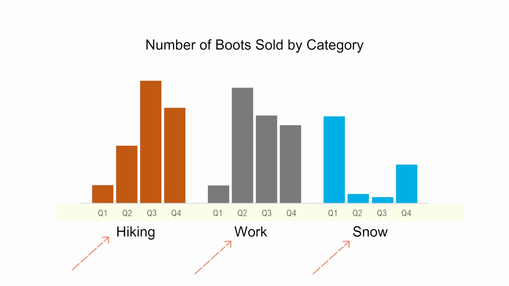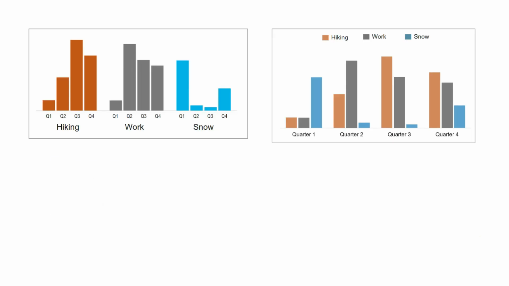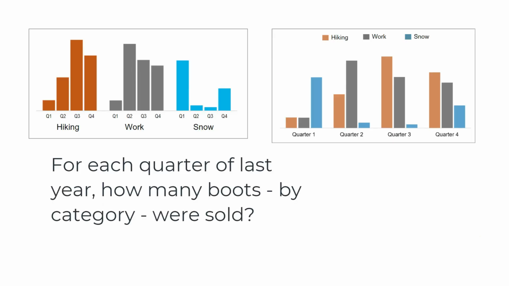Another option for displaying the same data is to first break the data out by quarter and then by category. When deciding between 2 charts or how best to render the data, it's helpful to go back to the requirements that were determined in phase 1. In this example, it sounds like the chart showing the data by quarter first and then by category will work best.